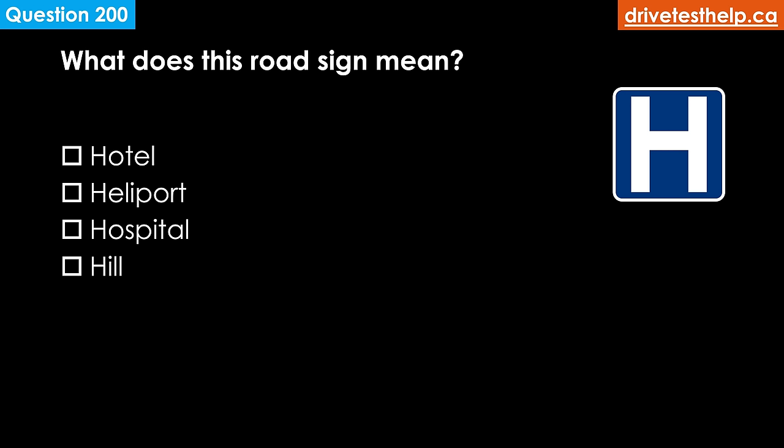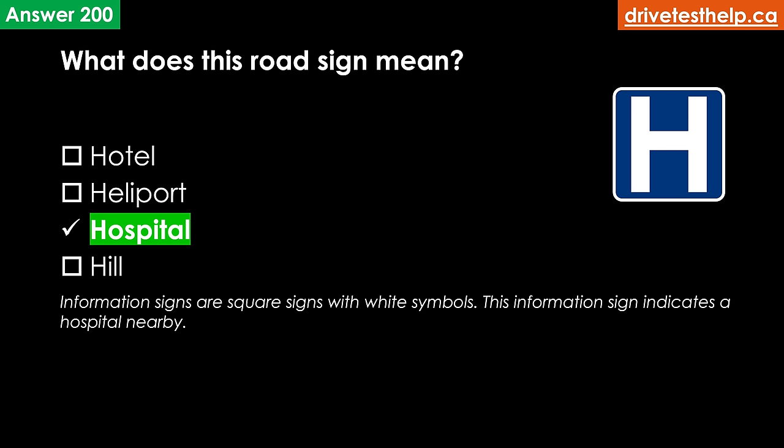What does this road sign mean? Hotel, heliport, hospital, hill. The correct answer: hospital. Information signs are square signs with white symbols. This information sign indicates a hospital nearby.